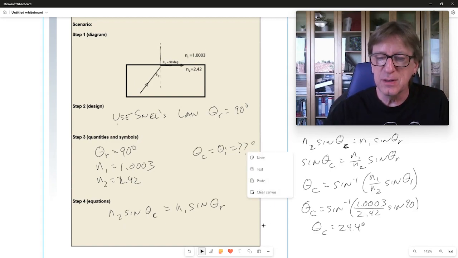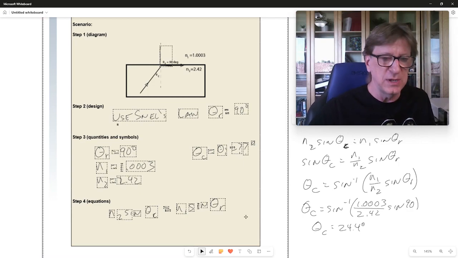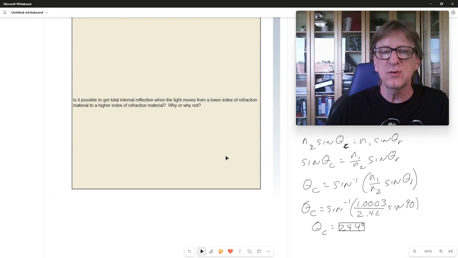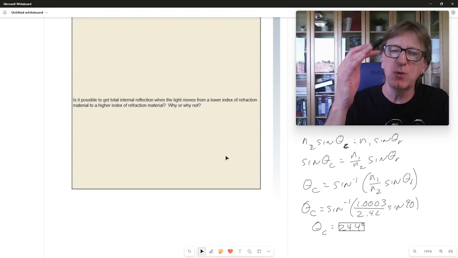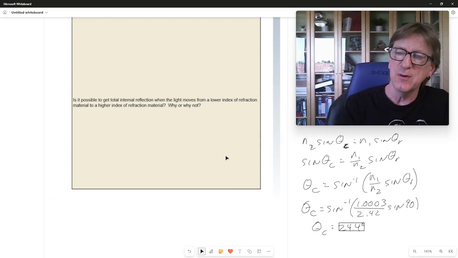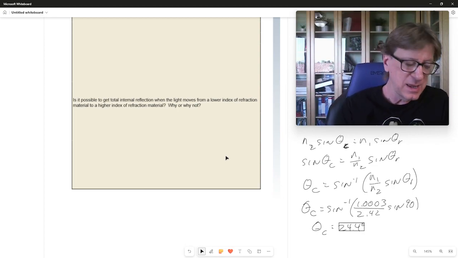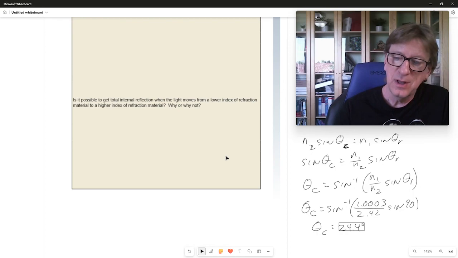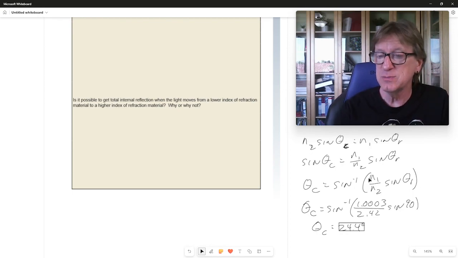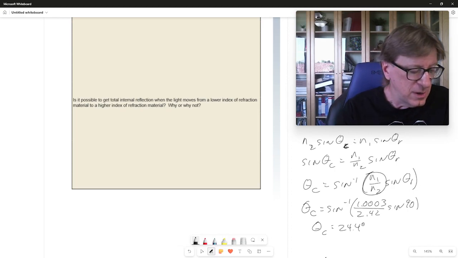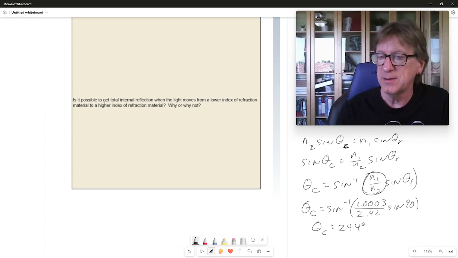Now, take one last look at this page here. There's a question down at the bottom. It says, is it possible to get total internal reflection when the light moves from a lower index of refraction to a higher index of refraction? So say we're coming from air into the diamond. Can I get total internal reflection? No, that's not possible, because if you take a look at our fraction here, this would have to be greater than 1.